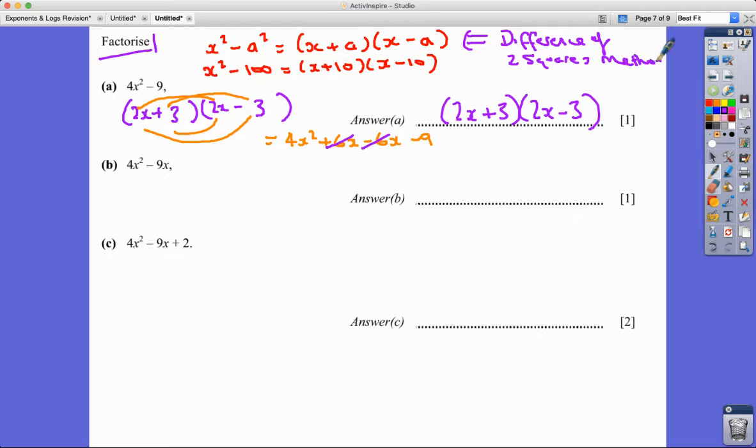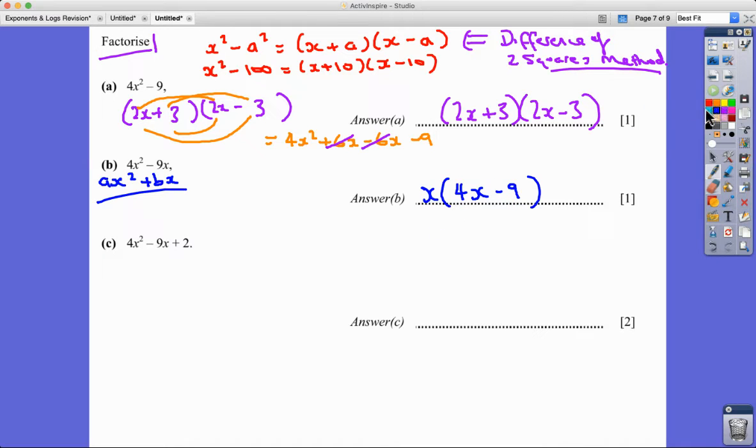Okay, so we've gone through that previously, so it's just revision. And this one here is in the form ax squared plus bx, in which case I know automatically that it's not going to be 2 brackets, it's just going to be 1 bracket. So I'm just looking for factors, really, and the only factor I can see there, because 4 and 9 don't have any common factors, is x. So I just take out the x, and then I've got 4x minus 9, and I can't do anything else with that. There's no common factors in that bracket, can't take anything else out.